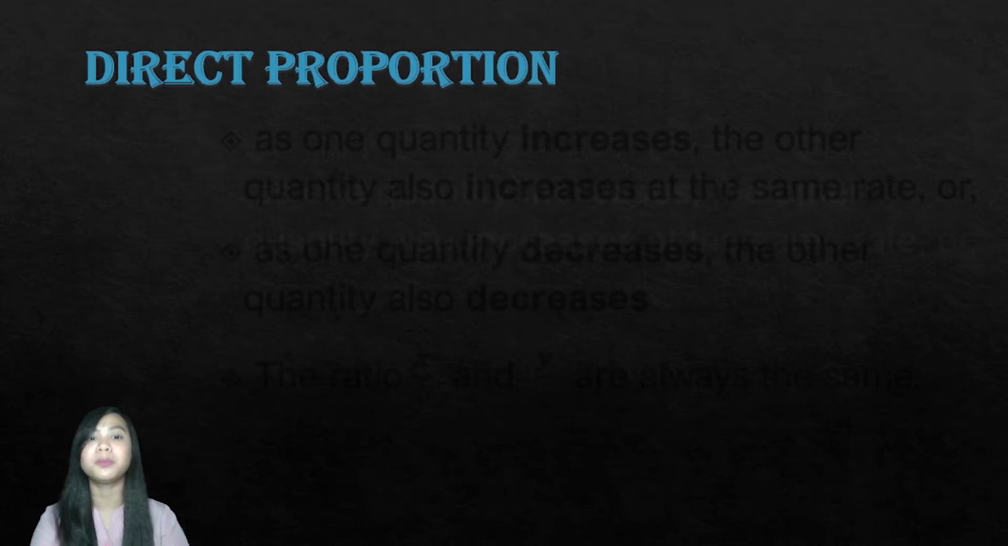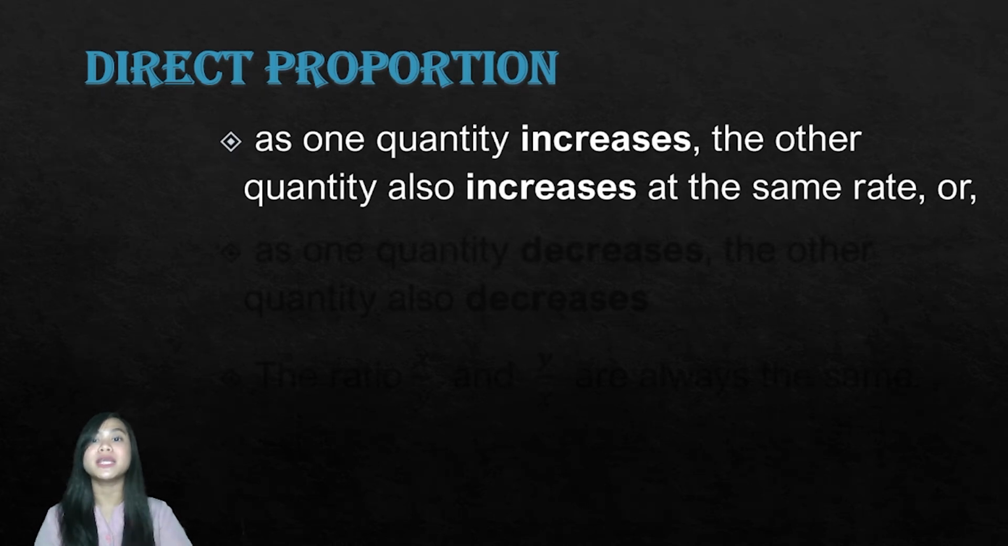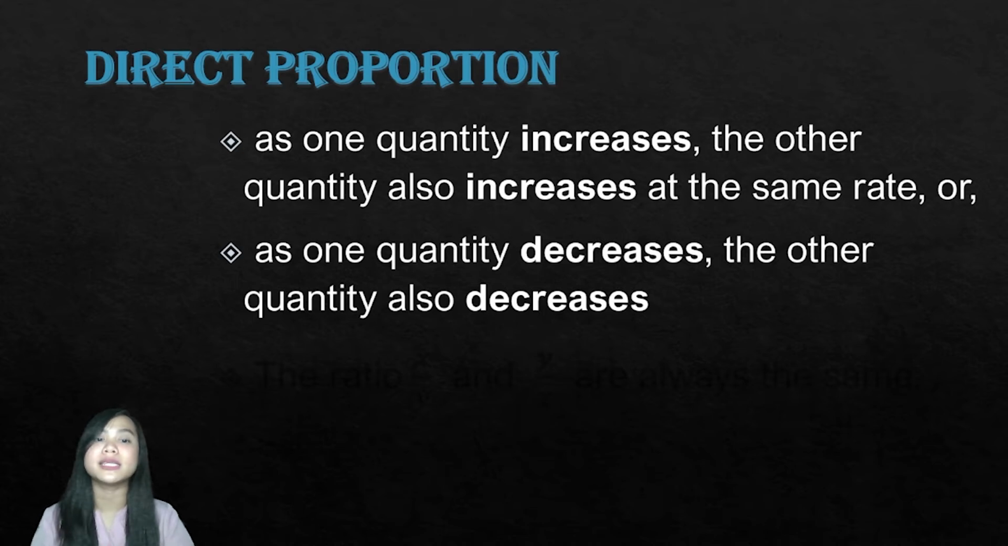What do we mean by direct proportion? When we have direct proportion, one quantity increases and the other quantity also increases. They are both increasing at the same rate. Or, as one quantity decreases, the other quantity also decreases. In direct proportion, the two quantities have a direct relationship, meaning they are both going in the same direction. When one increases, the other also increases. So they are both in the same direction.